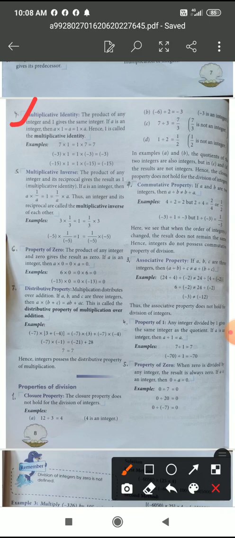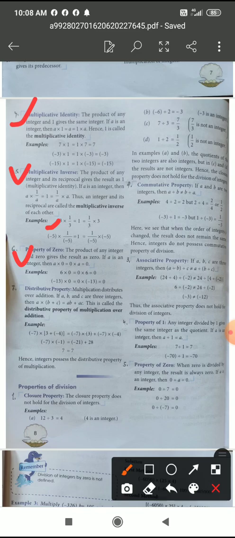Then multiplicative inverse. The product of any integer and its reciprocal gives the result as 1. For example, children, 3 multiply 1 by 3 equal to 1, and 1 by 3 multiply 3 also equal to 1. Okay.